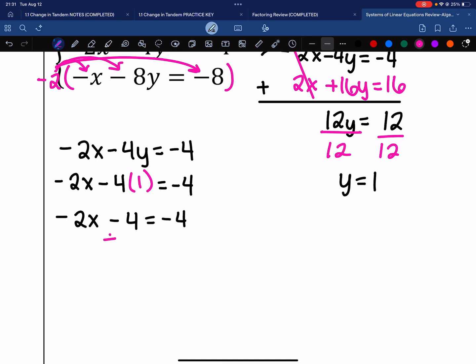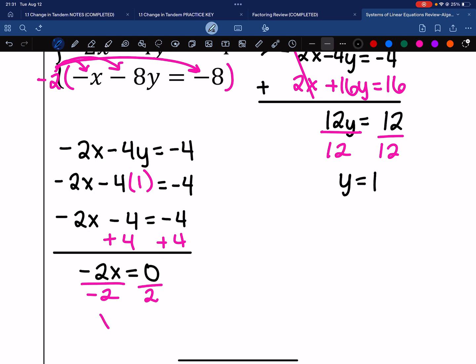When I add 4 to both sides, we get -2x equal to 0. Divide both sides by -2. X is equal to 0. So we have 0, 1 as our solution.